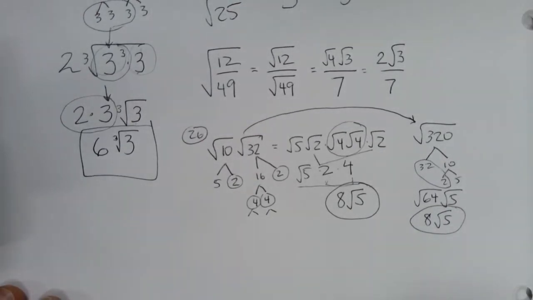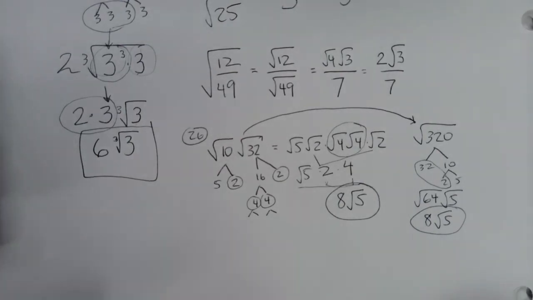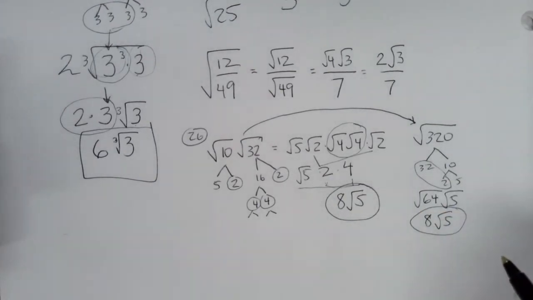Once you find all of those perfect squares and bring them out and simplify them, right, there's no sense saying root 4 when that's simply 2, or root 16 when that's simply 4. You can simplify that.